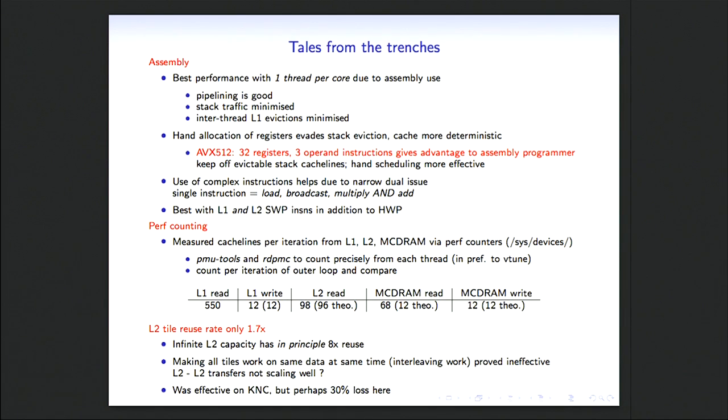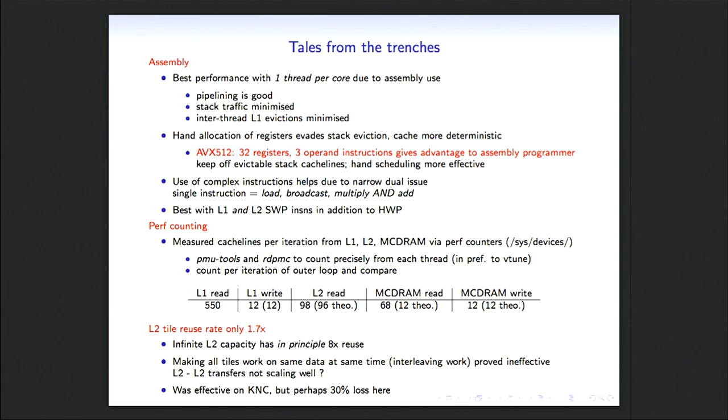verify against theoretical the number of L1 writes per iteration of my loop, and the number of L2 reads per iteration of my loop. I can measure the reuse rate in the L2 as 1.7 directly from these counters, and the writes per iteration and so on. And you can see theory against what I measured against what I expected, and it's all spot on.